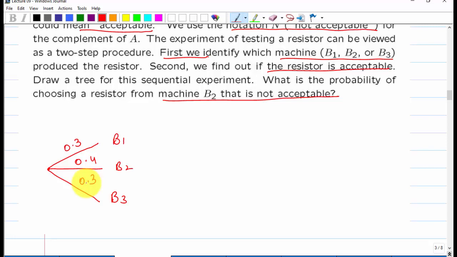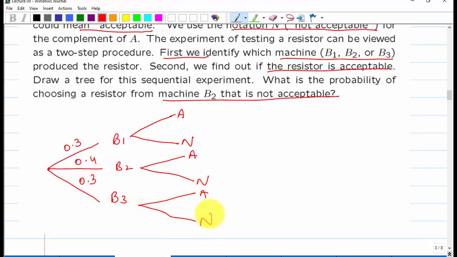Further, from each machine we will get resistors, which could be either acceptable or not acceptable, A or N. Here also acceptable, not acceptable. From here also acceptable, not acceptable. Now we know the probability of an acceptable resistor is 0.8, so obviously its complement will be 0.2. This is 0.9, so its complement will be 0.1. This is 0.6, its complement will be 0.4.